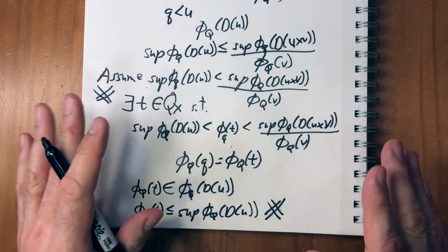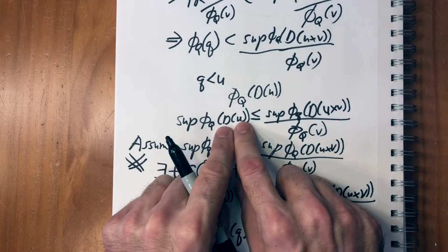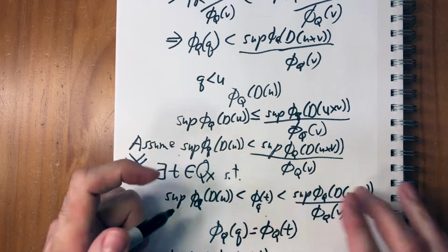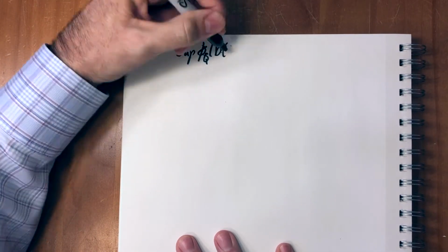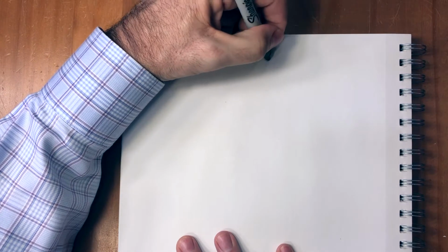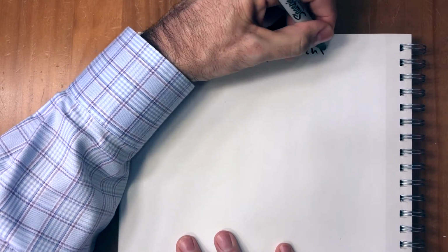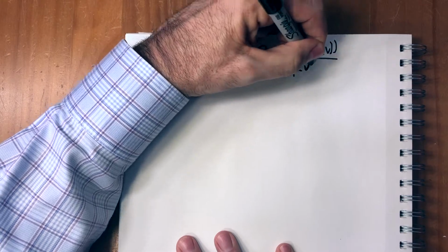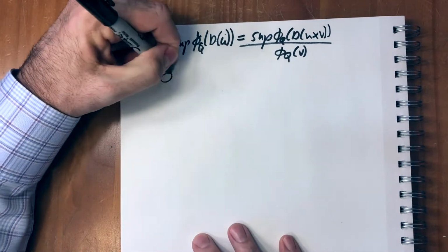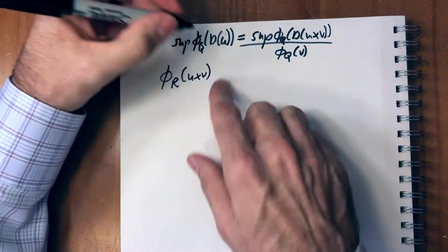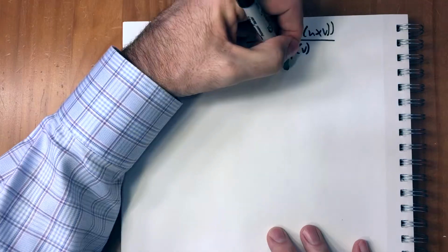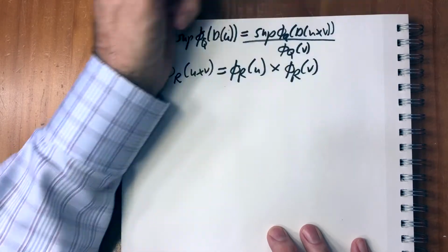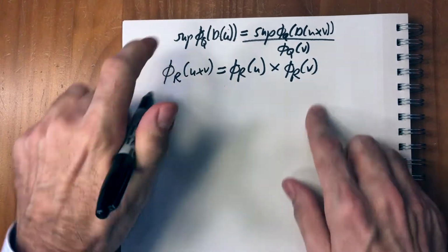And we have what we wanted to show, which I'll put on the next page. We've shown that this is not less than, so therefore this has to be equal to. So we've shown that the supremum of phi_q(du) equals the supremum of phi_q(du times v) over phi_q(v). Now, this is the definition of phi_r(u times v). This is the definition of phi_r(u). Phi_q(v) equals phi_r(v). And I multiplied both sides to move this over. And that's what we wanted to show.